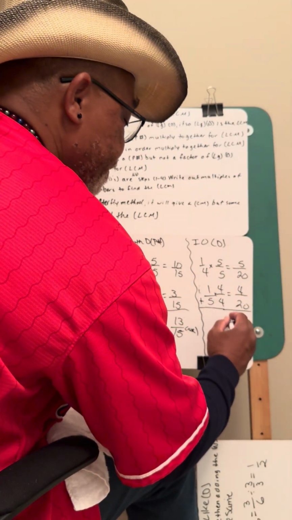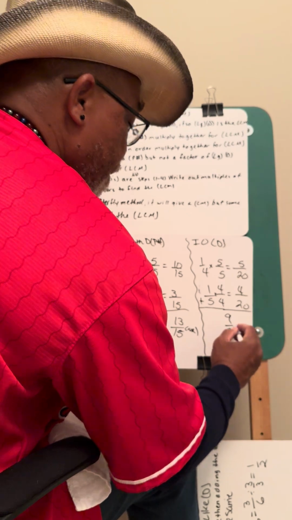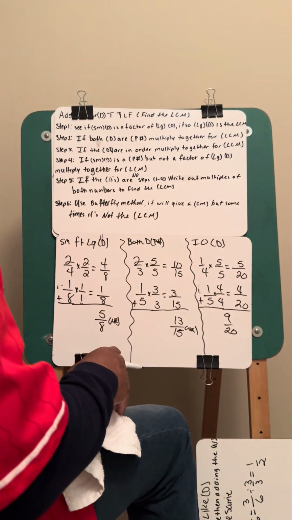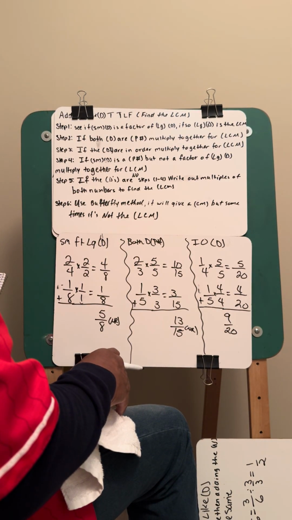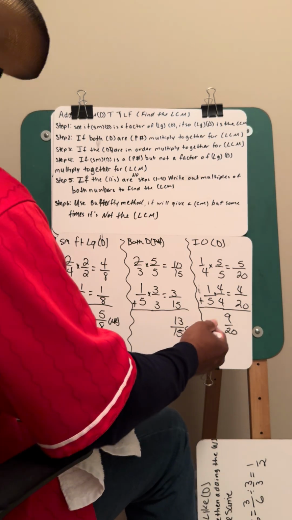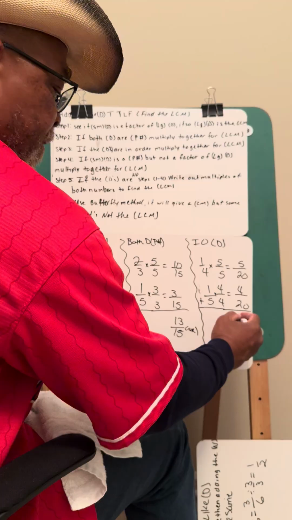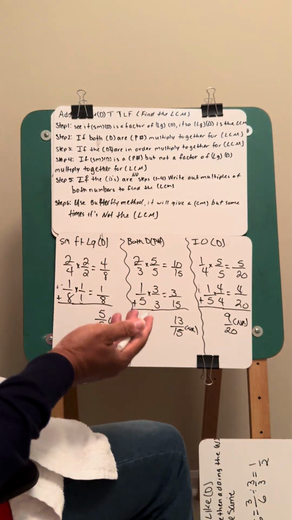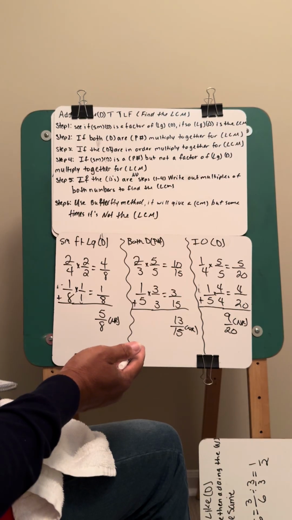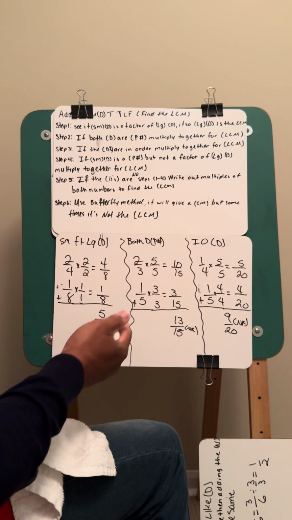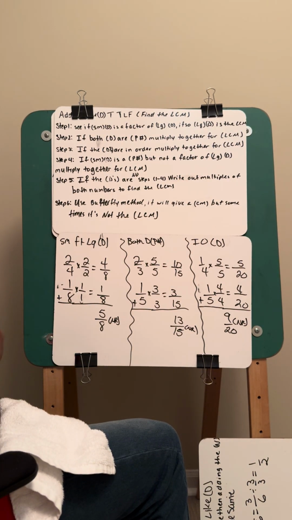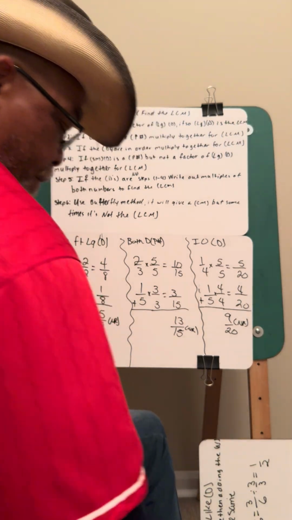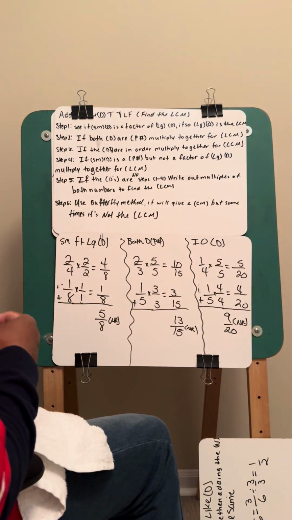Add it up. 9/20. And again, 9/20 is an NR because they don't share any factors that can be used to reduce them. So that's a non-reduce. All right, that's good for you.